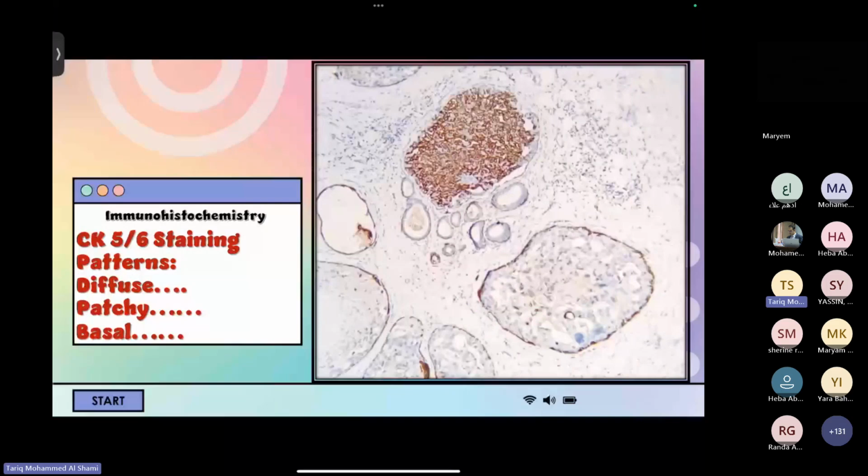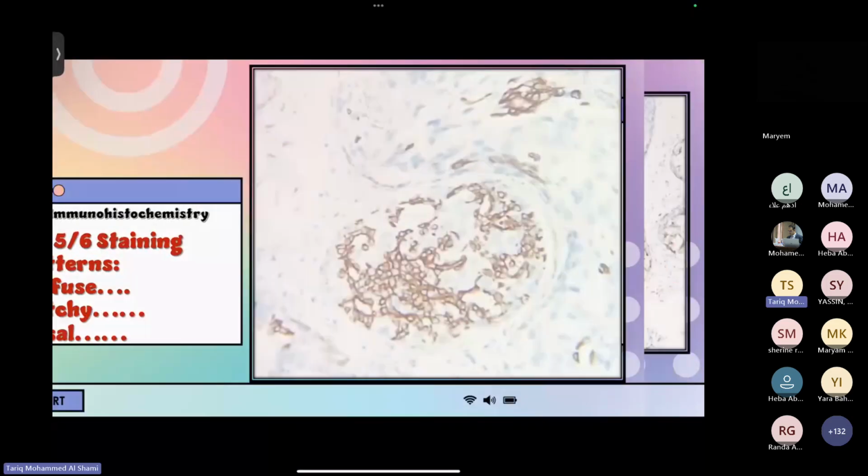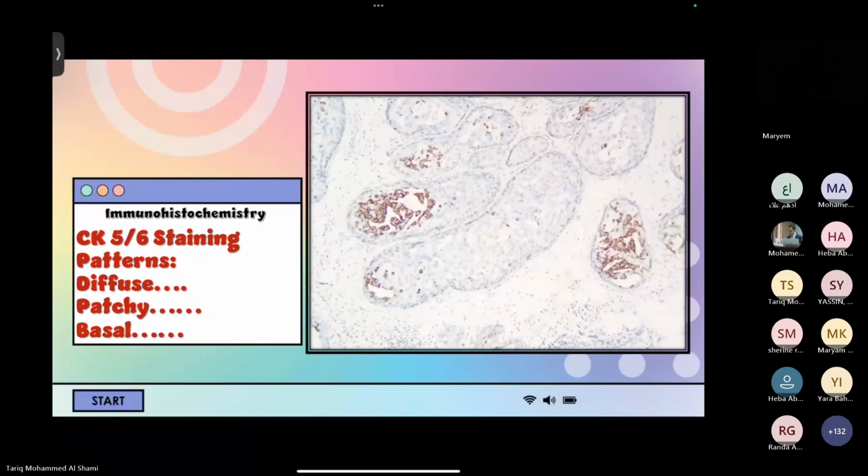Let's go with cytokeratin 5/6 staining, and tell me how many patterns do you see in this photo? There is a pattern of positivity here, a diffuse pattern. And here, a basal pattern. Other histological slides reveal a patchy positivity pattern for cytokeratin 5/6, also here. So these various patterns of positivity reveal to us that there are multiple lesions in this breast.